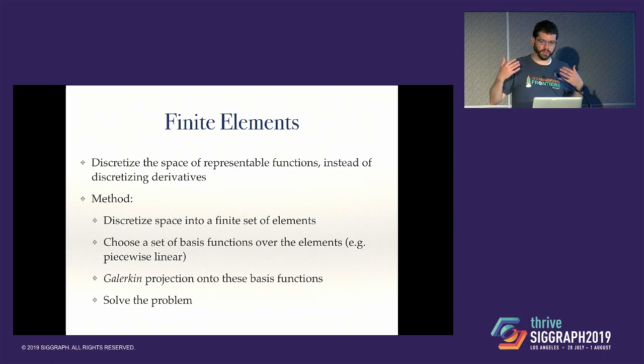Okay, so whereas with finite differences, we had some equation we wanted to solve, and we took derivatives, and we discretized those derivatives that were showing up. Here, what we do is we take the problem we want to solve, the equation we want to solve, we project it down into a space of representable functions, and then we solve in that space. And so all of the error we incur occurs when we do that projection.